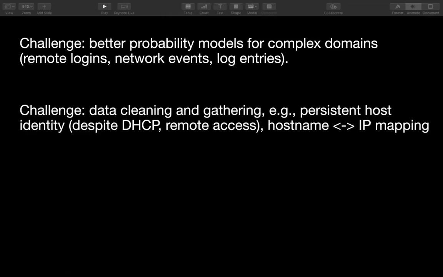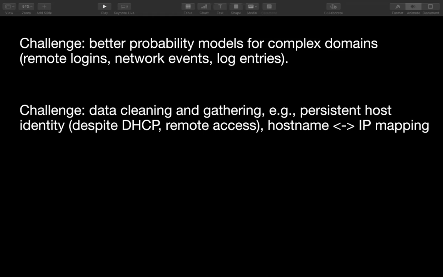I think another interesting research challenge that in the research world goes underestimated, but I think is very important for deployment, is data cleaning and data gathering. The problem starts not with clean data, but we've got messy sources of data from log entries that we have to then turn into these features.